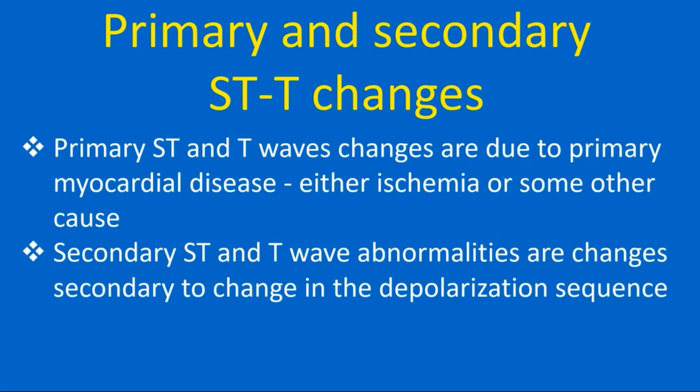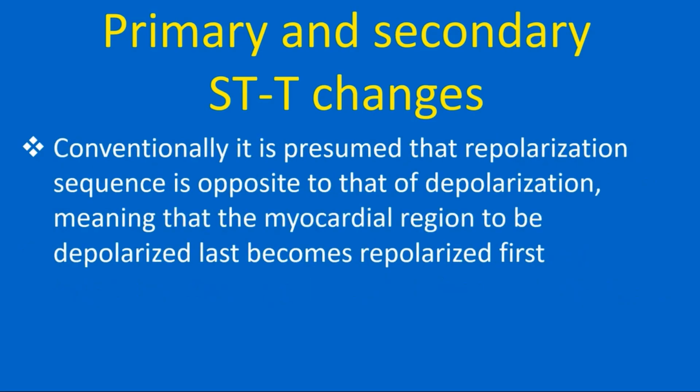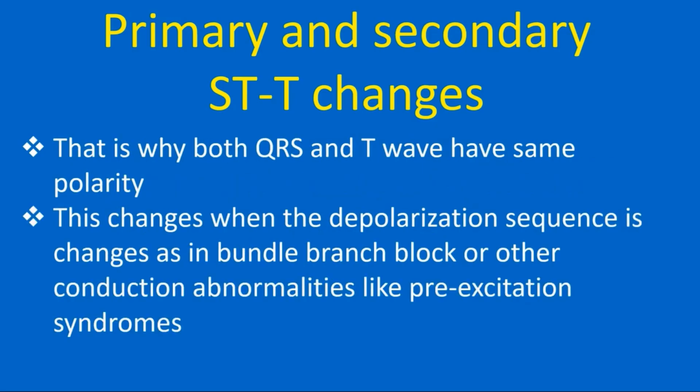Primary ST and T wave changes are due to primary myocardial disease, either ischemia or some other cause. Secondary ST and T wave abnormalities are changes secondary to change in depolarization sequence. Conventionally, it is presumed that repolarization sequence is opposite to that of depolarization, meaning that the myocardial region to be depolarized last becomes repolarized first. That is why both QRS and T wave have the same polarity.